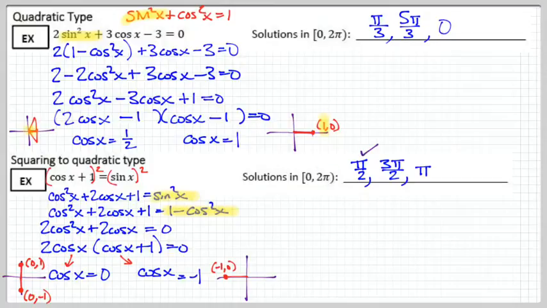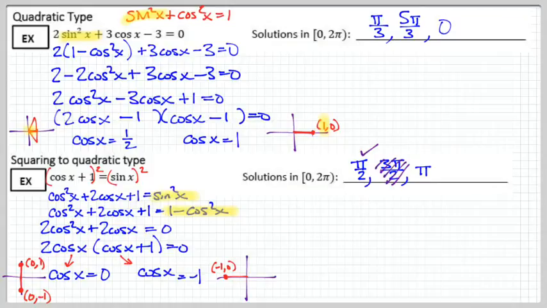Next one, let's look at 3 pi over 2, which is this angle down here. I have my cosine and my sine. So I have 0 plus 1, that's 1, is equal to sine of x, which is negative 1. 1 is equal to negative 1. Not true. I'm going to cross this one out.